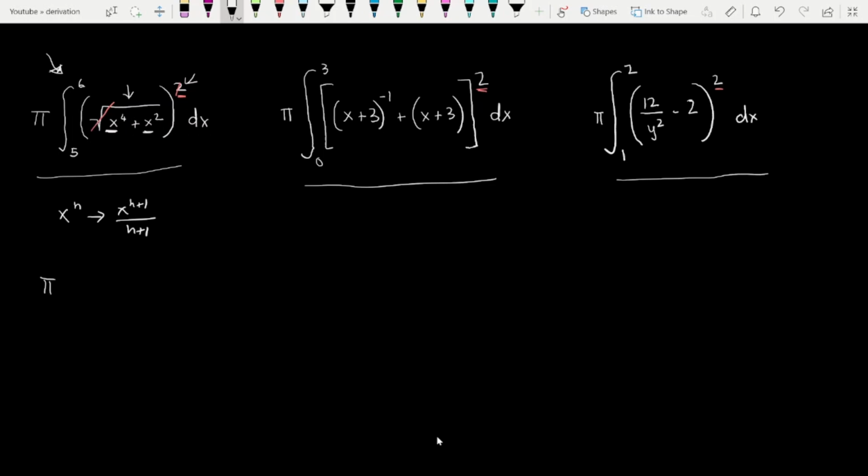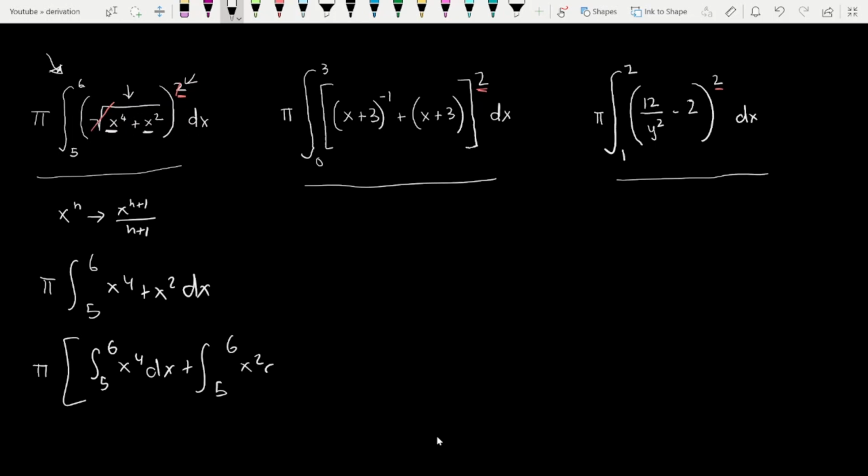So if I cancel out the square root with a square, I'm basically going to be left with this thing plus this thing dx. Now I can split the integral into two. So this is going to be 5, 6 x to the power 4 dx plus 5, 6 x squared dx. And then I can solve this out.